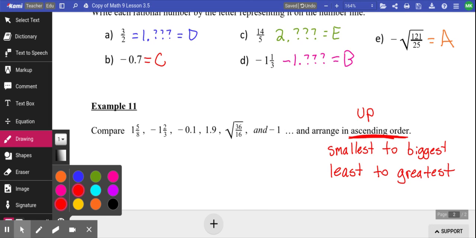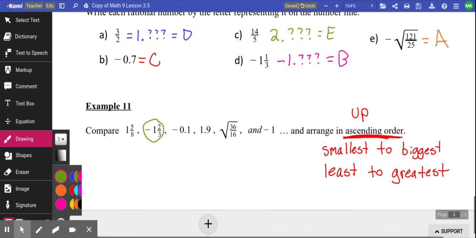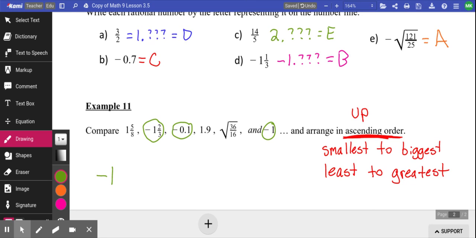If you want to do that, start with your negatives, right? Negatives are always the least. So I have negative 1 point something, negative 0.1, and then I have negative 1. So without even having to calculate those, negative 1 point something is the smallest, so negative 1 2/3. Then negative 1 is going to be smaller than negative 0.1.